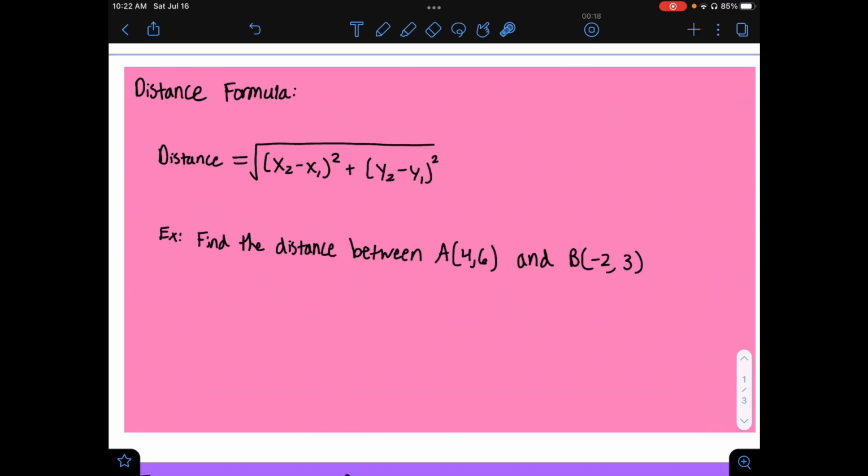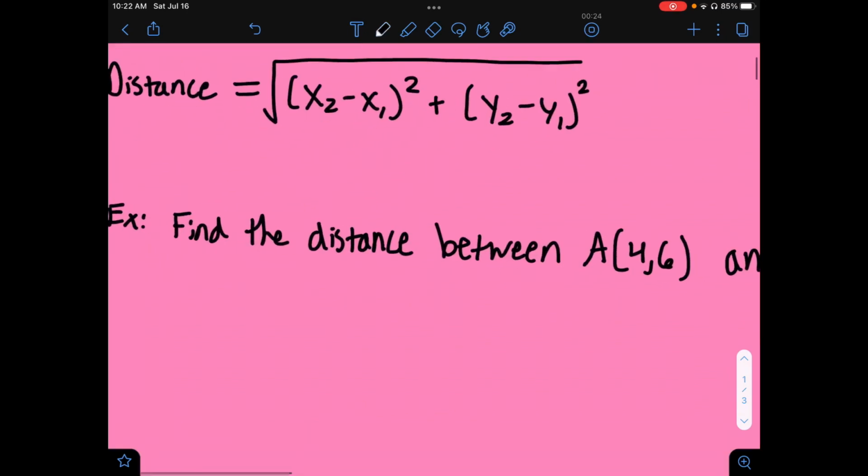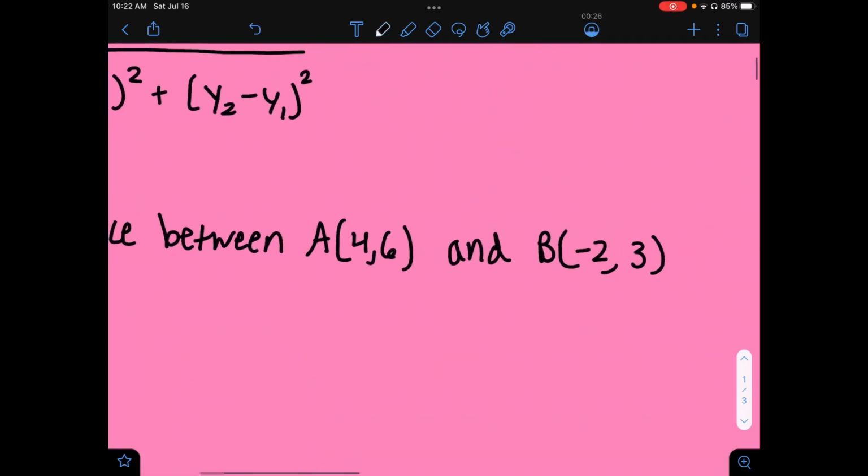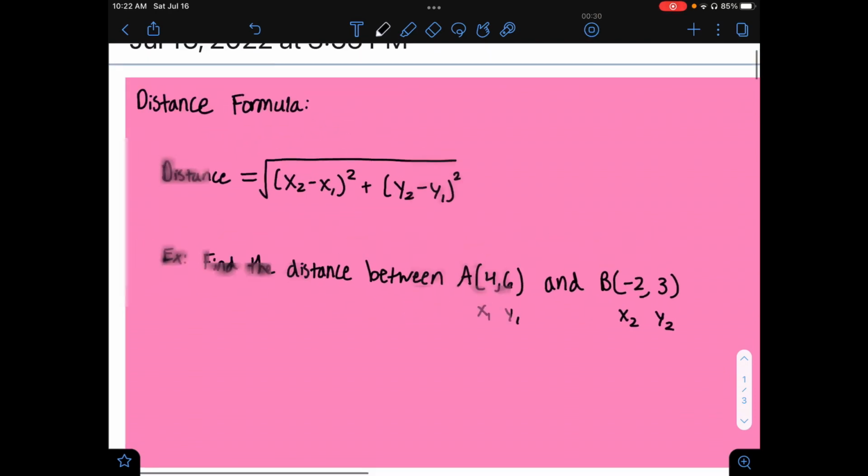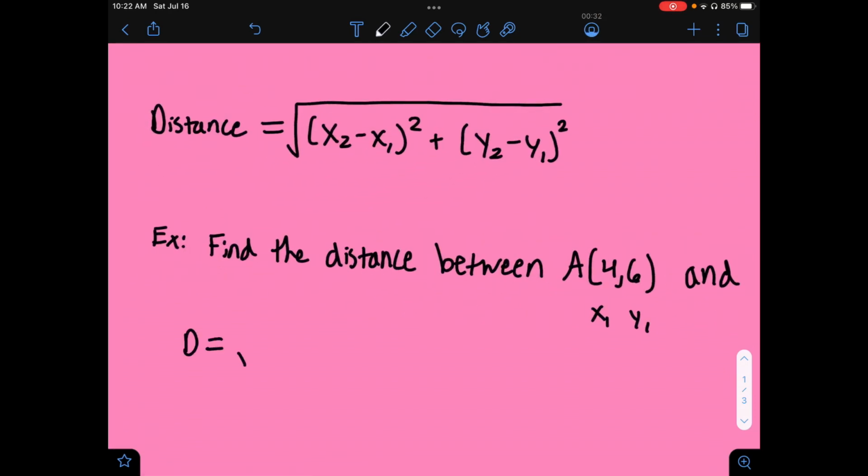So we're going to start with an example. We're finding the distance between point A, which is 4, 6, and B, which is negative 2, 3. We're going to start by labeling our points here: x1, y1, x2, y2. Then we're going to write out our equation. That's always a good thing to do. Always start with writing out the equation so you don't forget it.